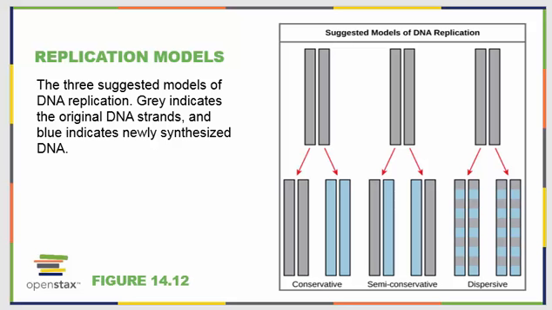What was not clear at the time was exactly how the replication took place. There were 3 models suggested: the conservative model, the semi-conservative model, and the dispersive model. We now know that the semi-conservative model was the correct one. This was first discovered by Meselson and Stahl.